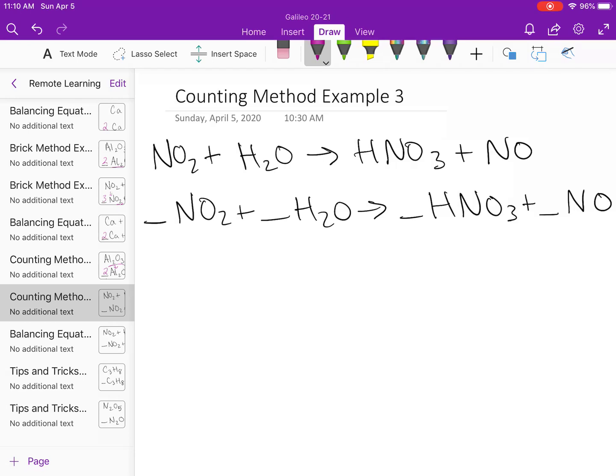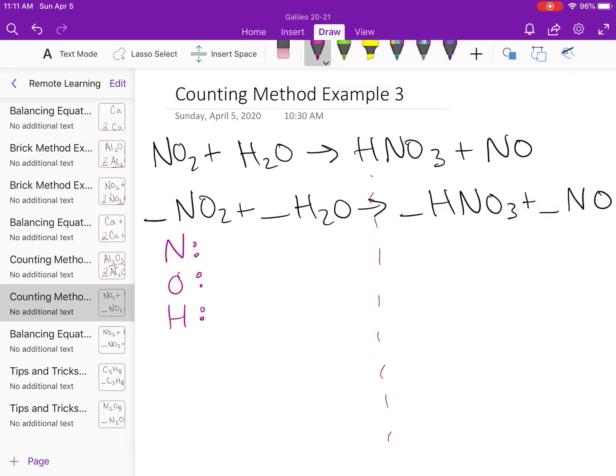So this one's a little bit harder. The thing that makes it tricky is that there are elements that exist in more than one molecule on each side. I'll show you what I mean when we start counting. On the left side, I have N, I have O, I have H. I know there's another O here, but I don't have to write it again. I've already written O once. And on the right side, we have the same 3 elements. I like to write them in the same order to make it easier to balance.